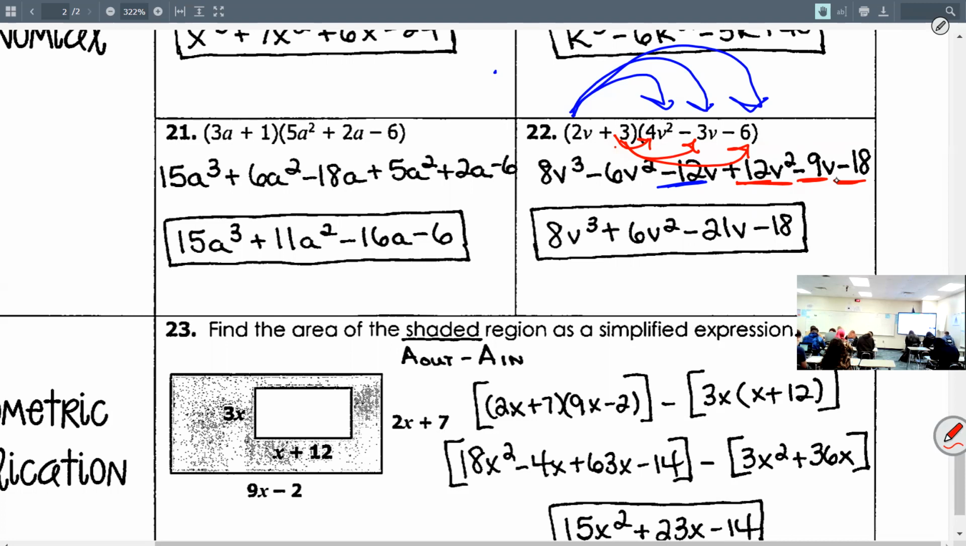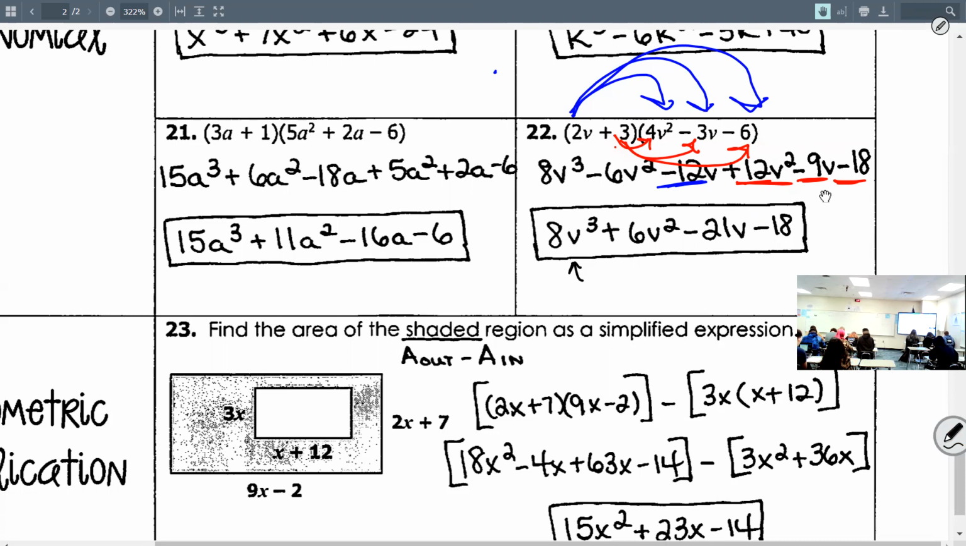So combine like terms would be next. You want your answer in standard form. So that's why we have the higher value exponent first, the b cubed, then the b squared, then the b's. All right. So questions on this process?